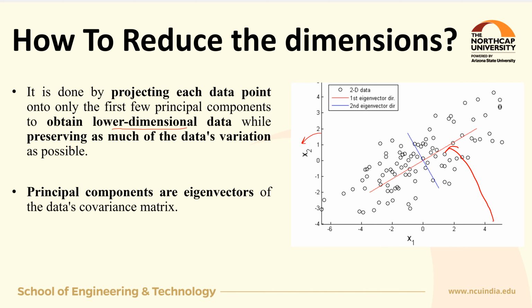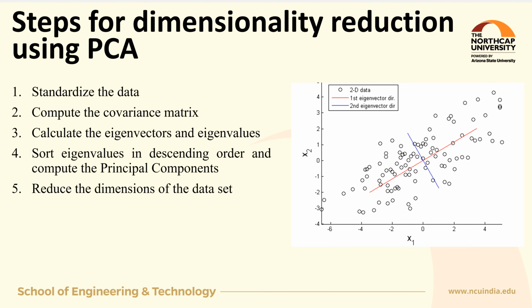As you can see here, this red line represents the principal component. We can call it the first principal component, as most of the variation is along this first principal component as compared to the blue line, wherein the variation is lesser as compared to the red line. Please note here that these eigenvectors or principal components are orthogonal to each other, and PCA is a linear transformation technique.